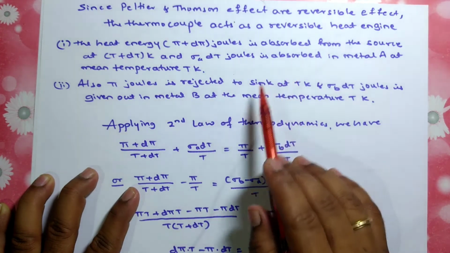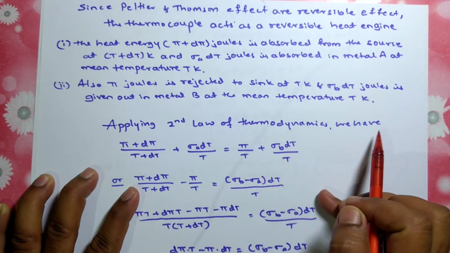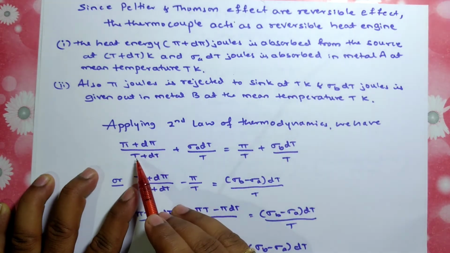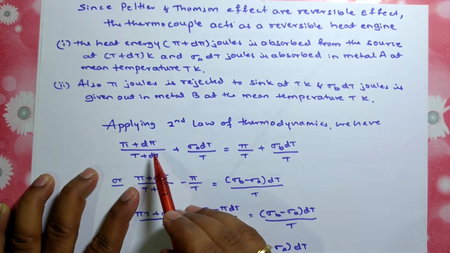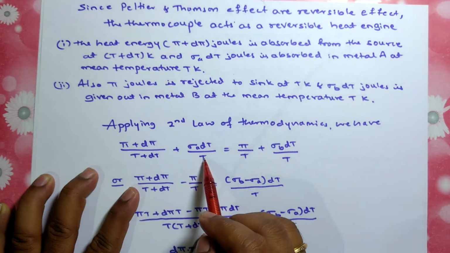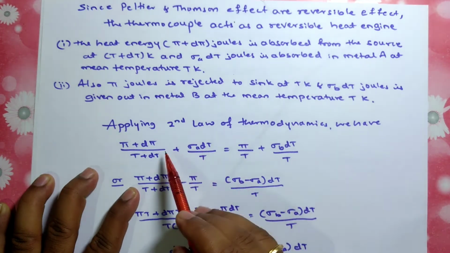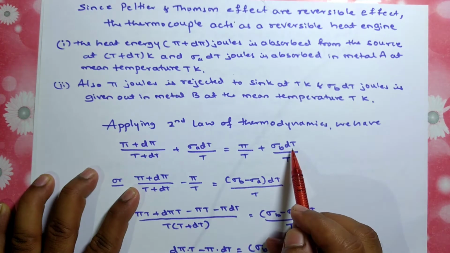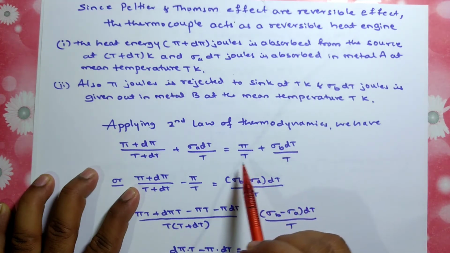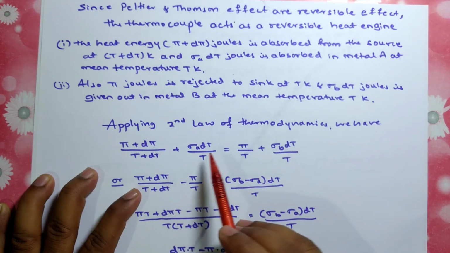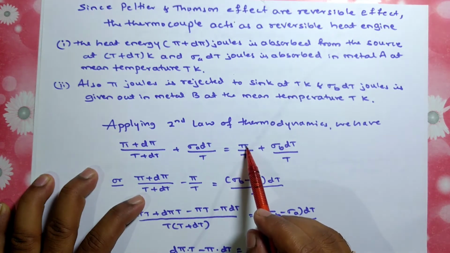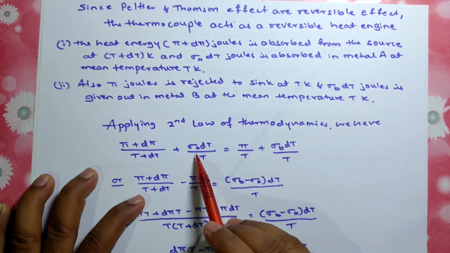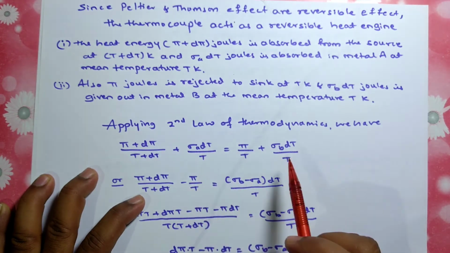So, therefore, by the second law of thermodynamics, we have (pi plus d pi) divided by (T plus dt) plus sigma A dt divided by T, this is at the hot junction, equal to pi divided by T plus sigma B dt divided by T. Now I am going to simplify this equation. I am going to take pi by T on the left hand side and sigma A dt divided by T on the right hand side.